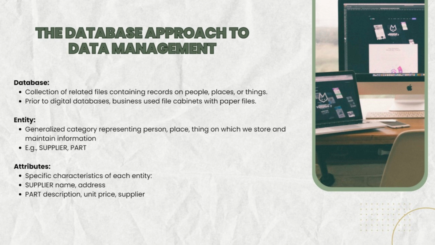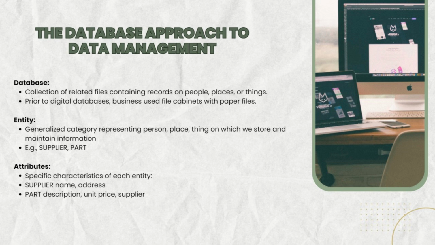Entities. An entity is a generalized category or object about which data is stored in a database. Entities can represent various real-world concepts such as people, places, things, or abstract concepts like orders, transactions, and so on. For instance, in a manufacturing database, entities could include suppliers, parts, employees, customers, and so on.